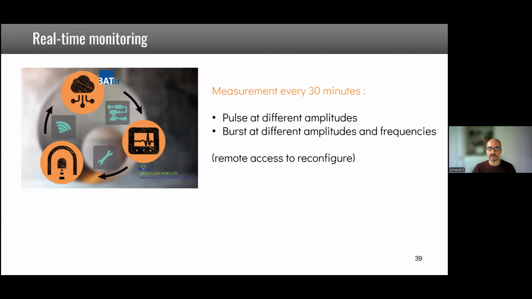So we have this system where at the time we were measuring every 30 minutes, and we were sending different types of signals, so the pulse at different amplitudes and the burst at different amplitudes and frequencies.